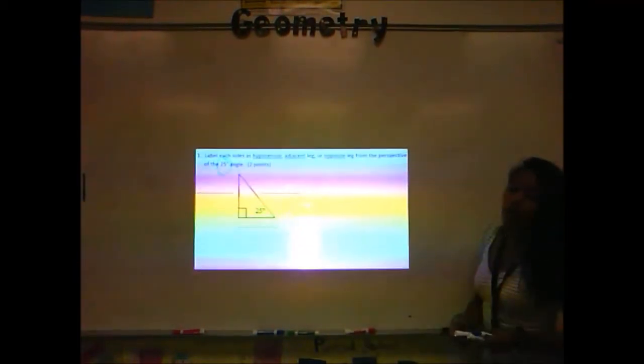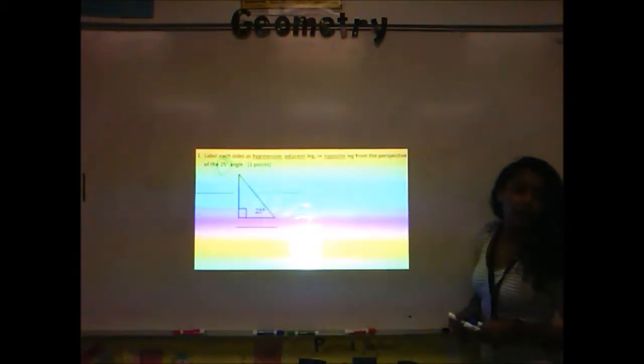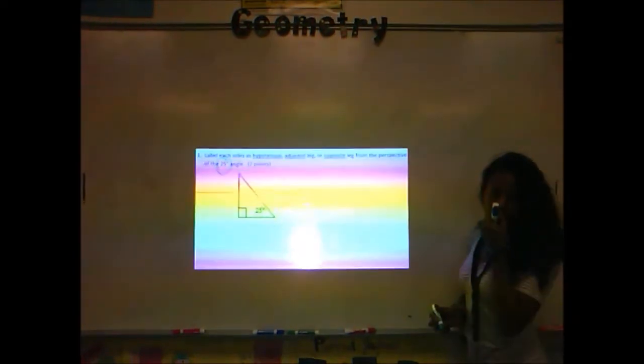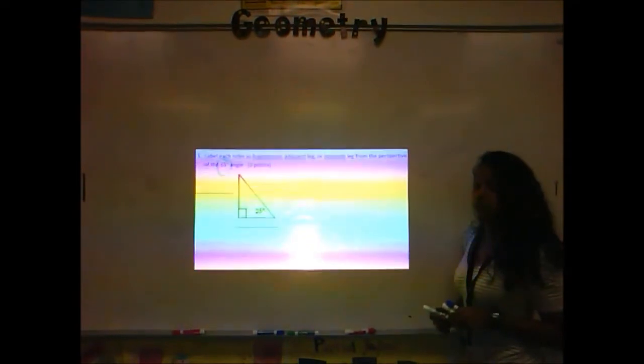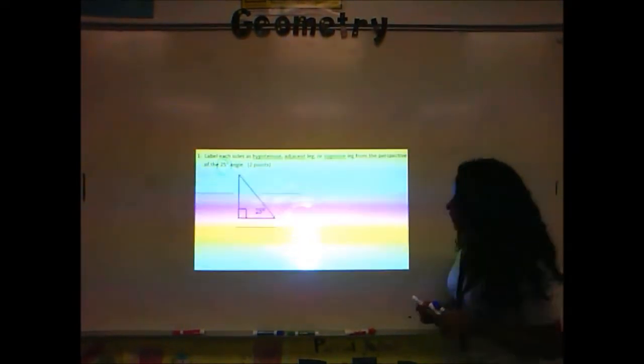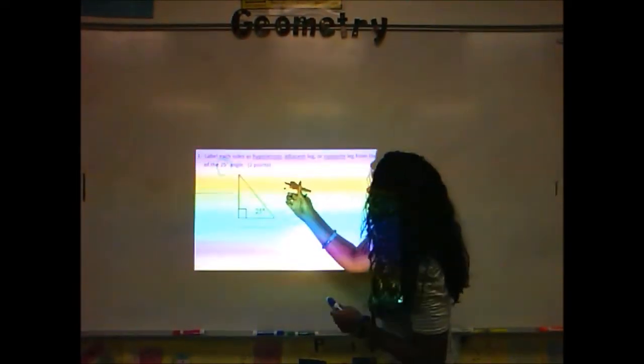Where is our hypotenuse always located? The longest side of the triangle. Which is always opposite from which angle? The 90-degree angle, awesome. So this one right here is going to be our hypotenuse.